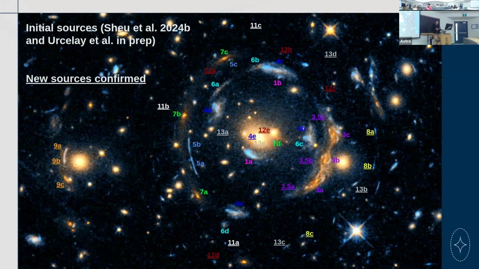And since then, we've gotten more in-depth MUSE IFU data, where we now find this many lens images, all the way up to redshifts of 4. And many of these images you don't even see in the HST. It's only visible in the MUSE data.